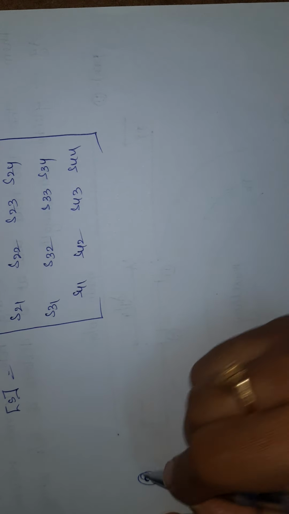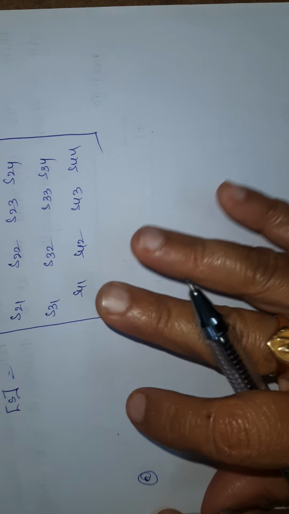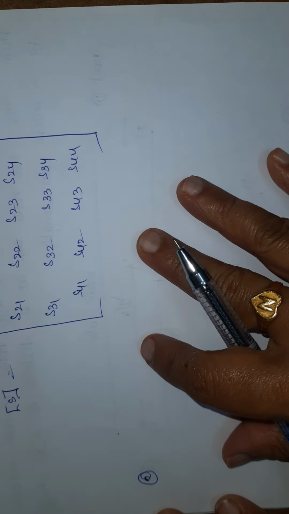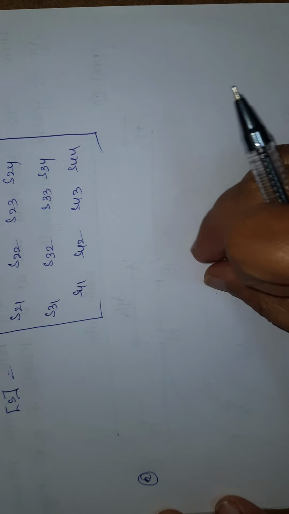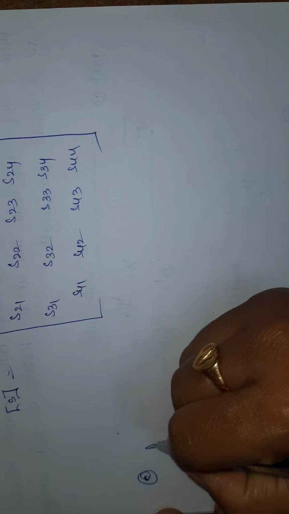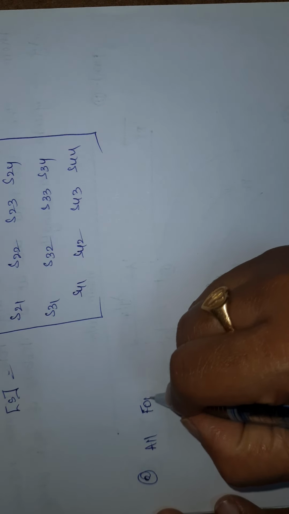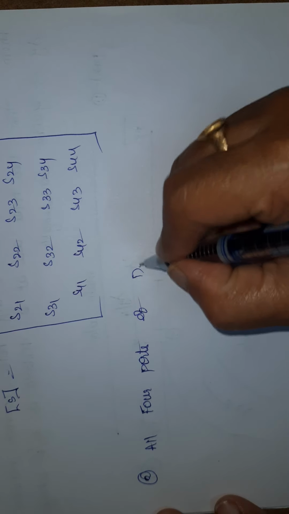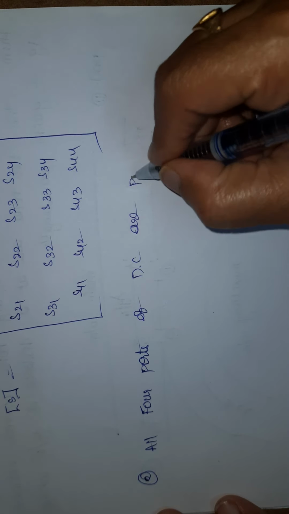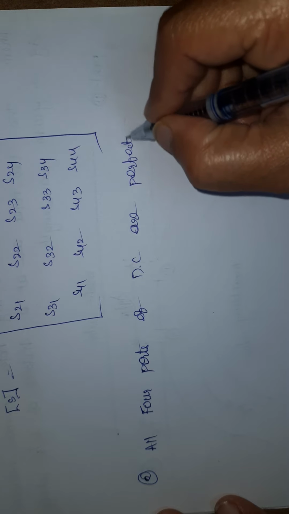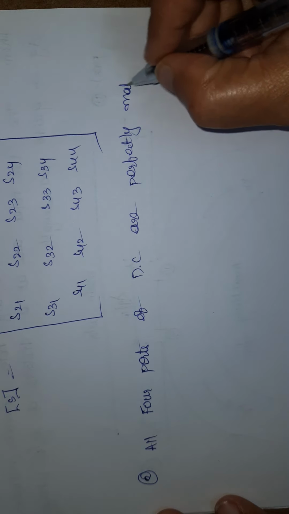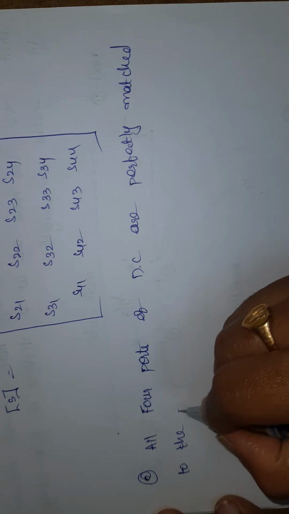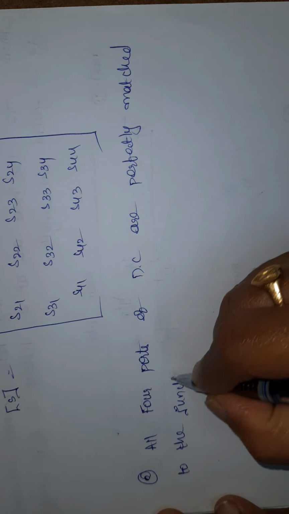And the second point: the directional coupler has 4 ports, and I assume that all 4 ports of the directional coupler are perfectly matched to the junction.